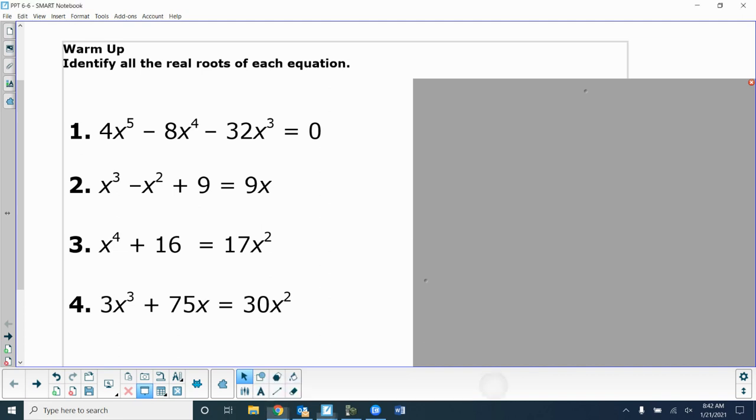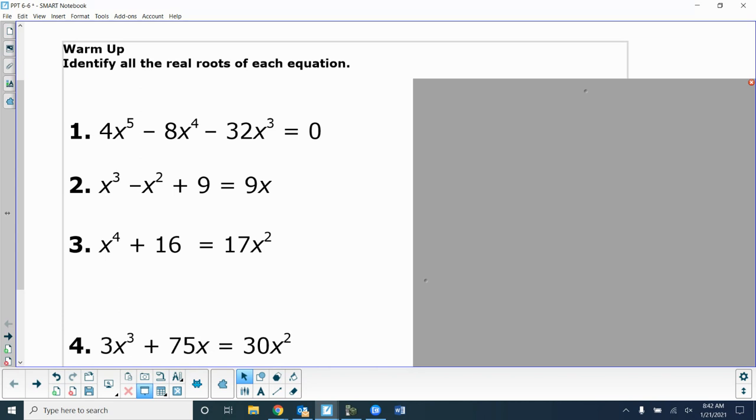Use your calculator, right? Okay? All right, so this one, what's the GCF? 4x cubed, right? Do I have that one? I've got to get that one going for you guys on the side.